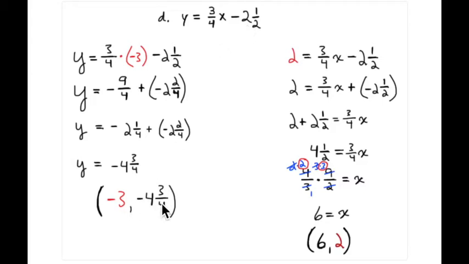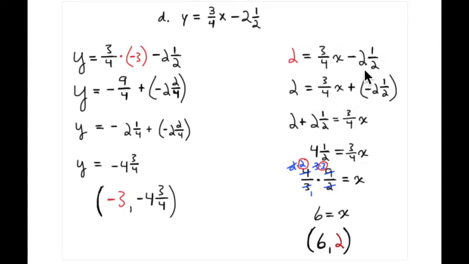Remember that these two coordinates are a solution to this equation. They will make this equation true. So over here, 2 is equal to 3/4 x minus 2 1/2. So it's a little bit tougher because now I have x over here. I have to do more than just calculate. I have to do a little bit of algebra.